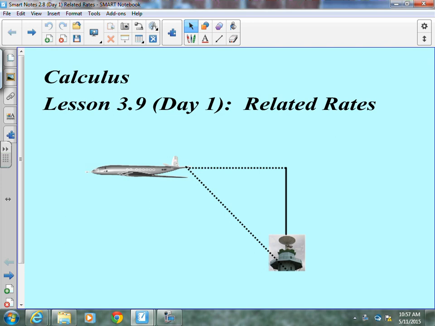Today we're going to begin talking about a concept that's somewhat difficult called related rates, and we'll spend several days on this in class. Just remember that you can rewind, pause to write down things that I say or to listen to me again, so don't be afraid of doing that.